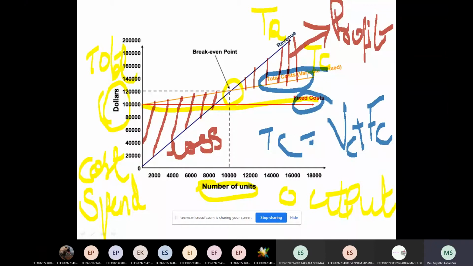So you know the total cost line now, and you know the fixed cost. From this you can say the area covered between these two lines, the distance between the orange colored line and the red colored line, you can take as variable cost. Is it clear?